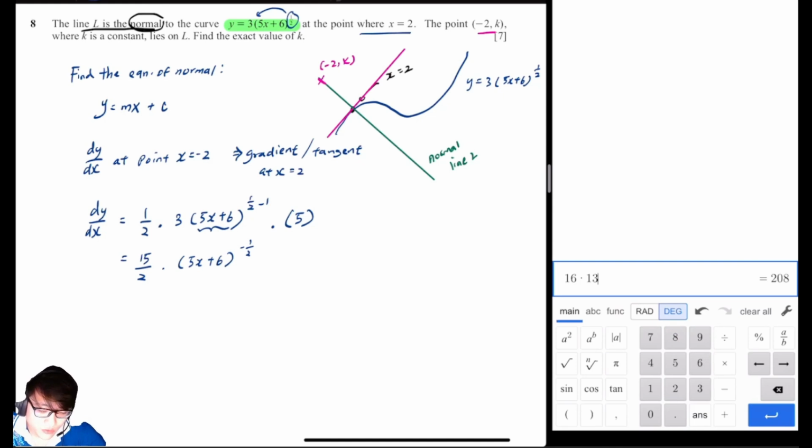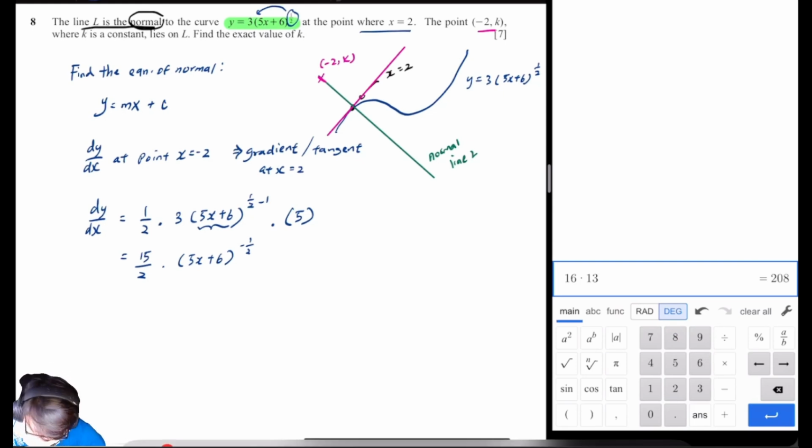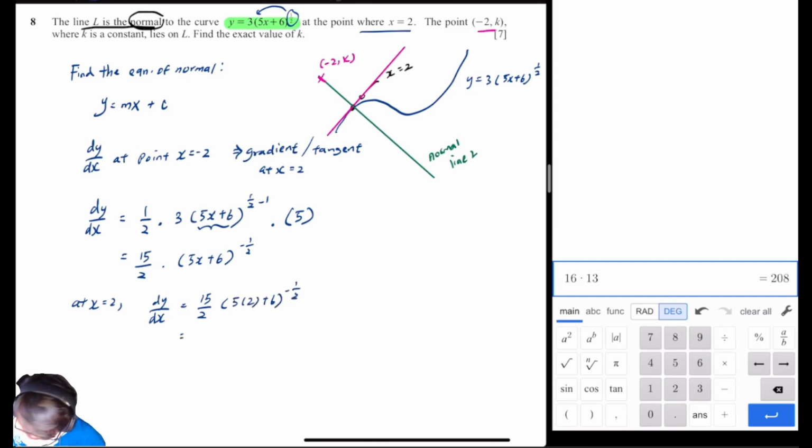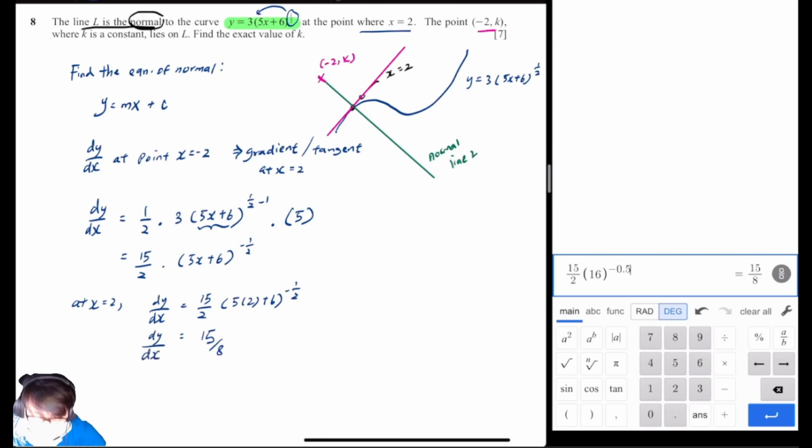Of course not, right? We would like to find the gradient at x equal to 2. So at x equal to 2, dy over dx is 15 over 2 times (5 times 2 plus 6) to the power of minus 1 over 2. I'll just write this down so everybody can see. Let's key it into the calculator: 15 over 2 multiplied by 16 to the power of minus 1 over 2. I need the fraction mode. So 15 over 8. That is our dy/dx, or the gradient of the tangent. So the tangent, the pink line, has a gradient of 15 over 8.